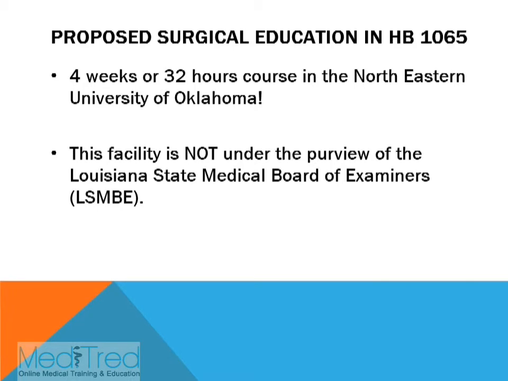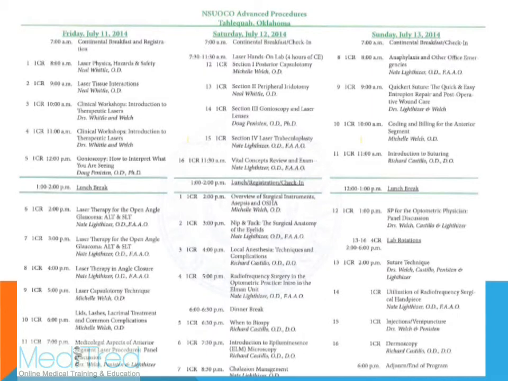The reason why I state that is anybody who does any kind of procedures in the state of Louisiana are automatically regulated by the State Board of Examiners. And this has been the case for the last 120 years. If this bill becomes law, optometrists will be able to perform surgeries on human eyes following a 4 weeks or 32-hour course, which is not recognized by the Louisiana State Medical Board. And so there is no accounting or accountability to their actions.